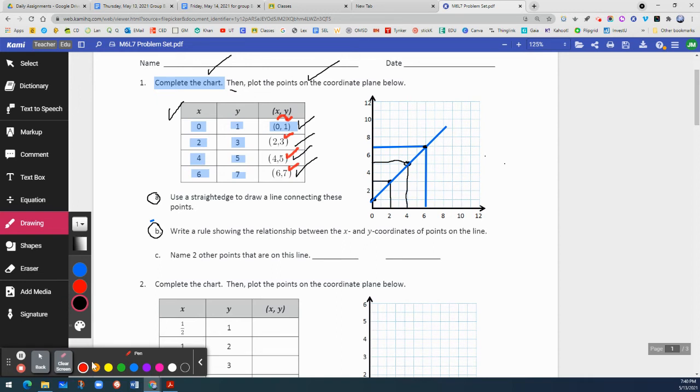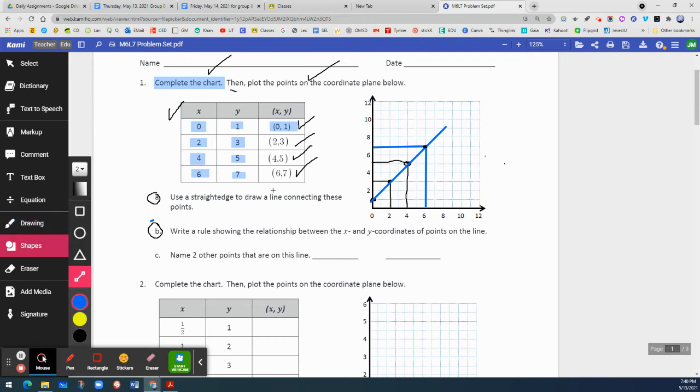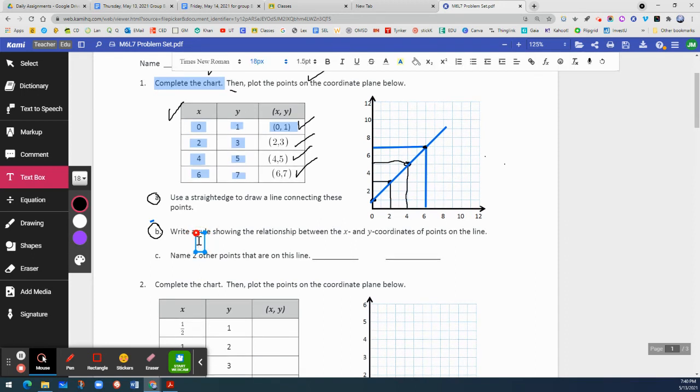So when you answer yes to all those questions, then we have to write the answer. Okay, the answer will be, where is it? Write the rule. So we're going to write the rule here. And the rule is that Y is 1 more than X. Okay.